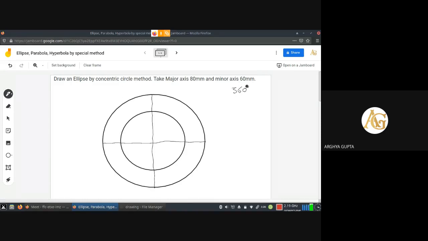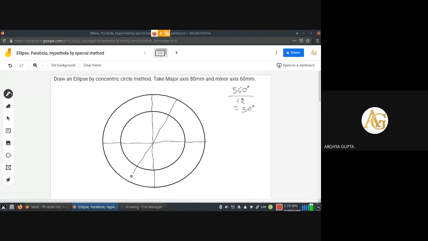Now we have to divide the 360 degrees into 12 equal parts. The circumference of the circle is to be divided into 12 equal parts, so one small division will become 30 degrees. Starting from either the vertical or horizontal axis, we need to draw 30 degree angles. Let us say we are starting from here. From here we take a 30 degree angle and draw a line through the center.